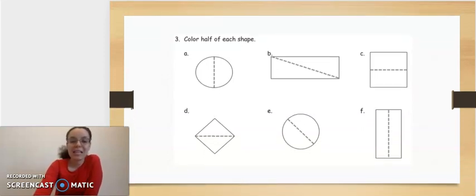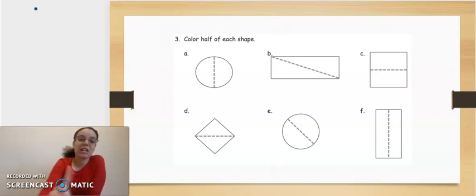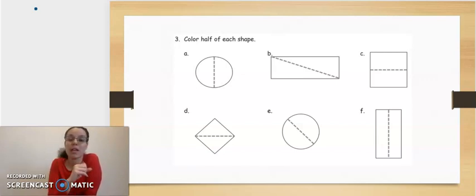Color half of each of the shapes. So you can go ahead and take your finger and just shade in half, only 1/2 of each shape. To say 1/2, you can just say half. Go ahead and color half of each shape. I wonder who's gonna get this. It doesn't matter which side you shade. Just color 1/2 of each one. Go.